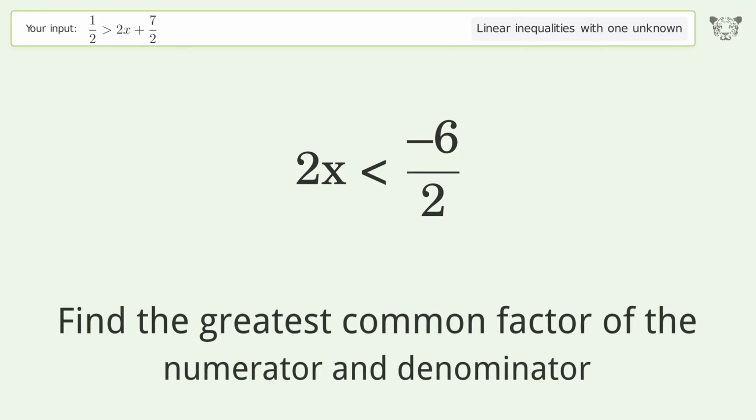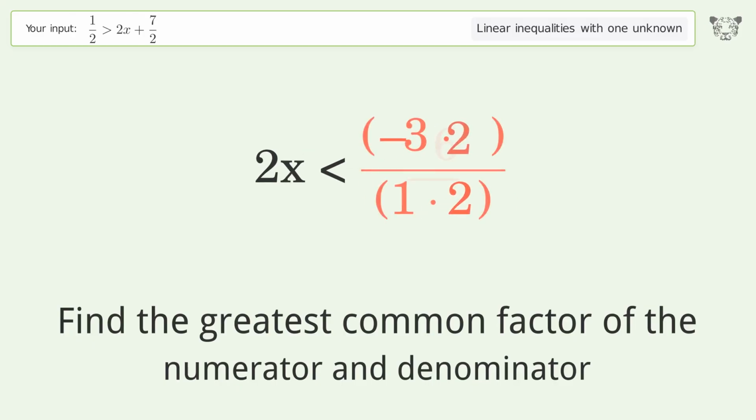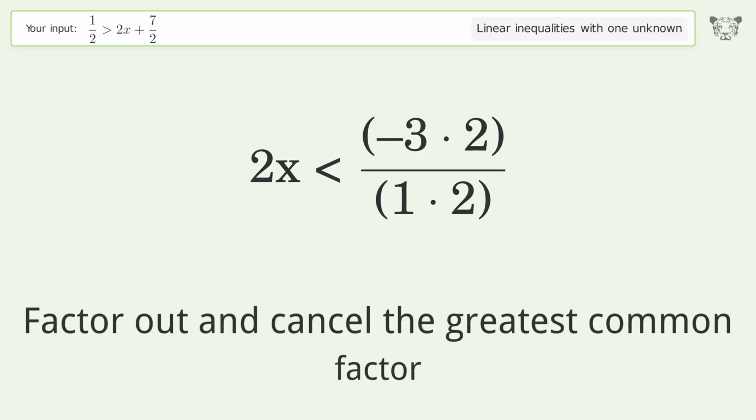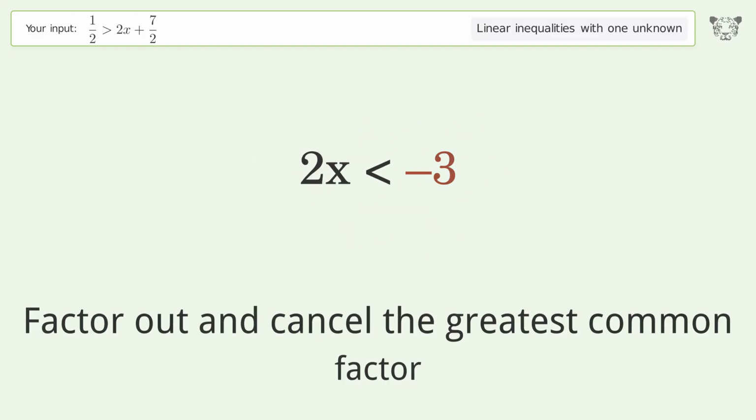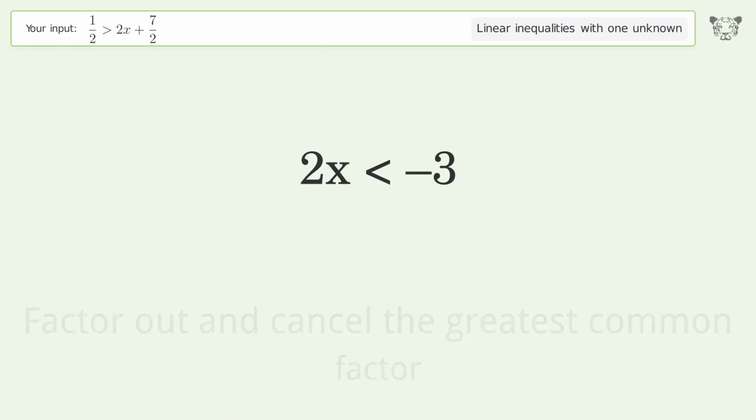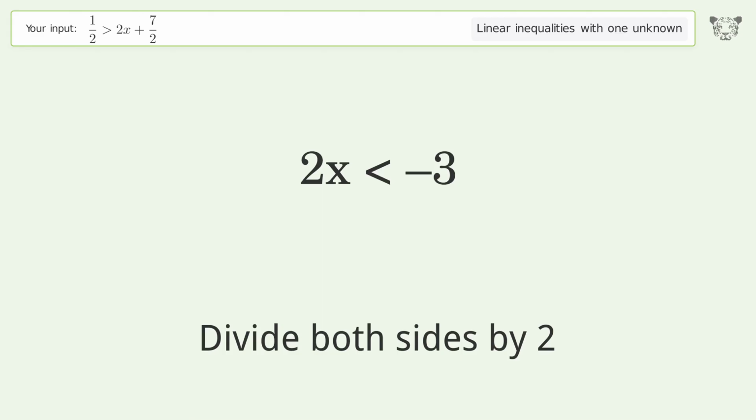Find the greatest common factor of the numerator and denominator. Factor out and cancel the greatest common factor. Isolate the x. Divide both sides by 2.